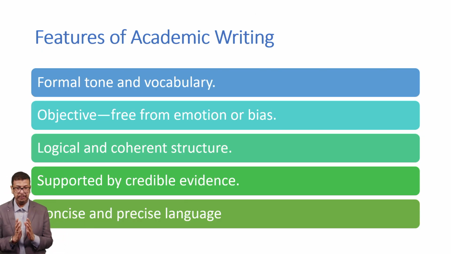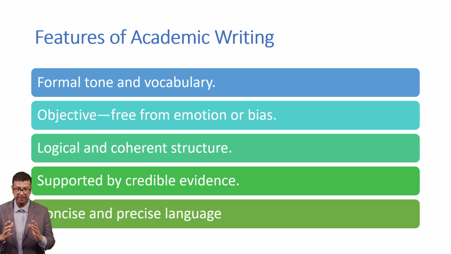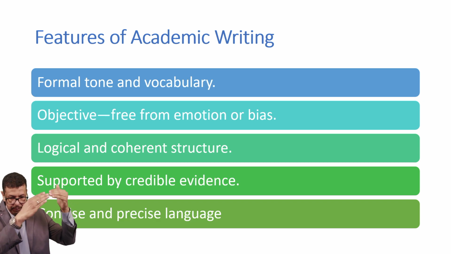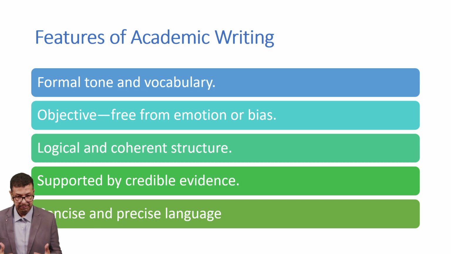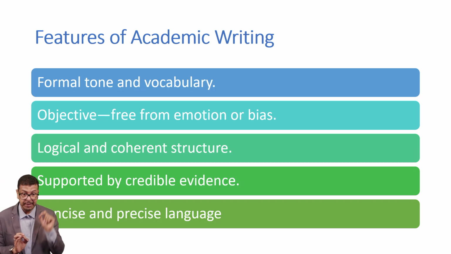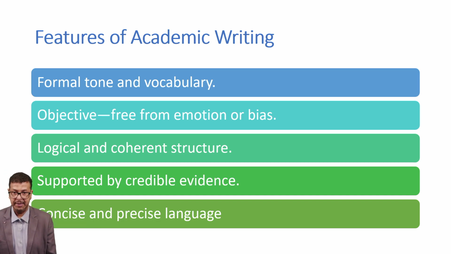So it has a formal tone and vocabulary. It is objective, that means free of emotion or bias. It is logical and coherent in structure: logical within each paragraph, and across the paragraphs in the article, the text, the chapter. It should be supported by credible evidence. We should have an in-text citation for each piece of information and each idea. And it should be concise, and we use precise language.